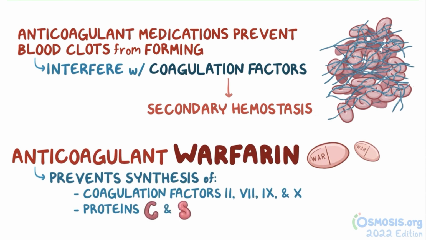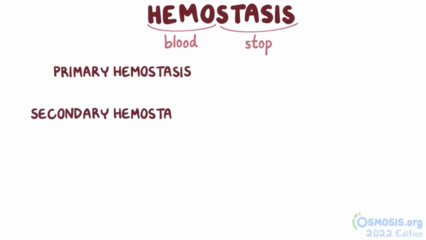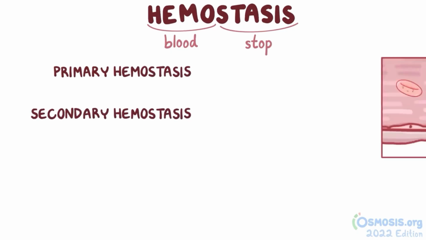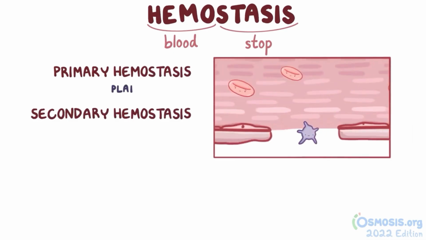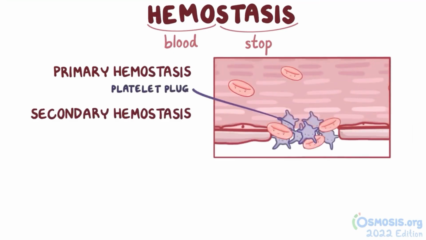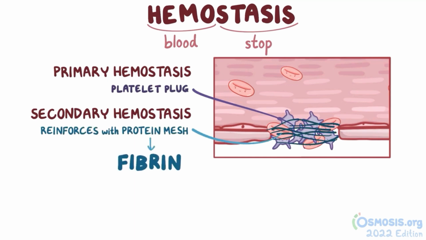Now, to understand the regulation of clot formation, we first need to talk briefly about hemostasis, in which hemo refers to the blood and stasis means to halt or stop. Hemostasis is divided into two phases, primary and secondary hemostasis. Primary hemostasis involves the formation of a platelet plug around the site of an injured blood vessel, and secondary hemostasis reinforces that platelet plug with the creation of a protein mesh called fibrin.